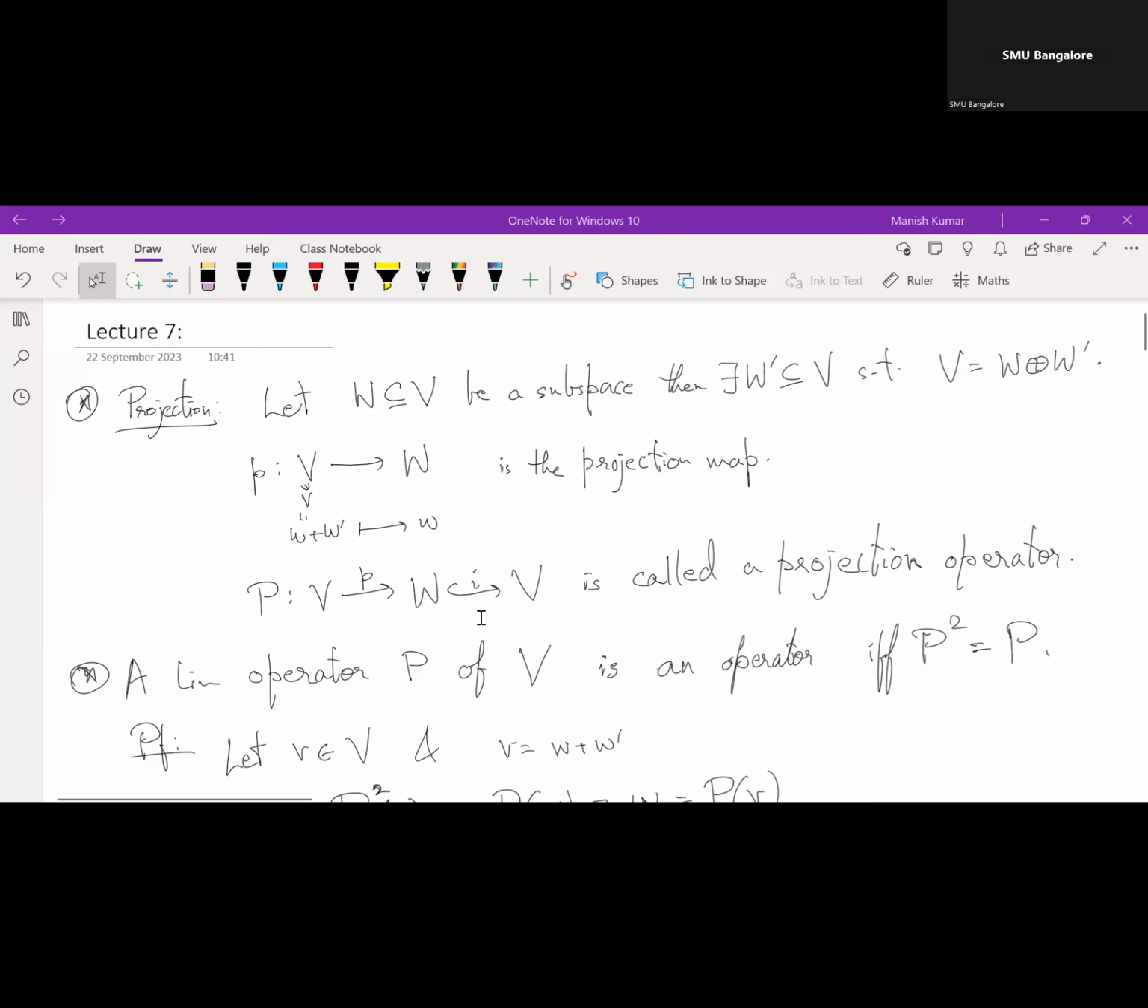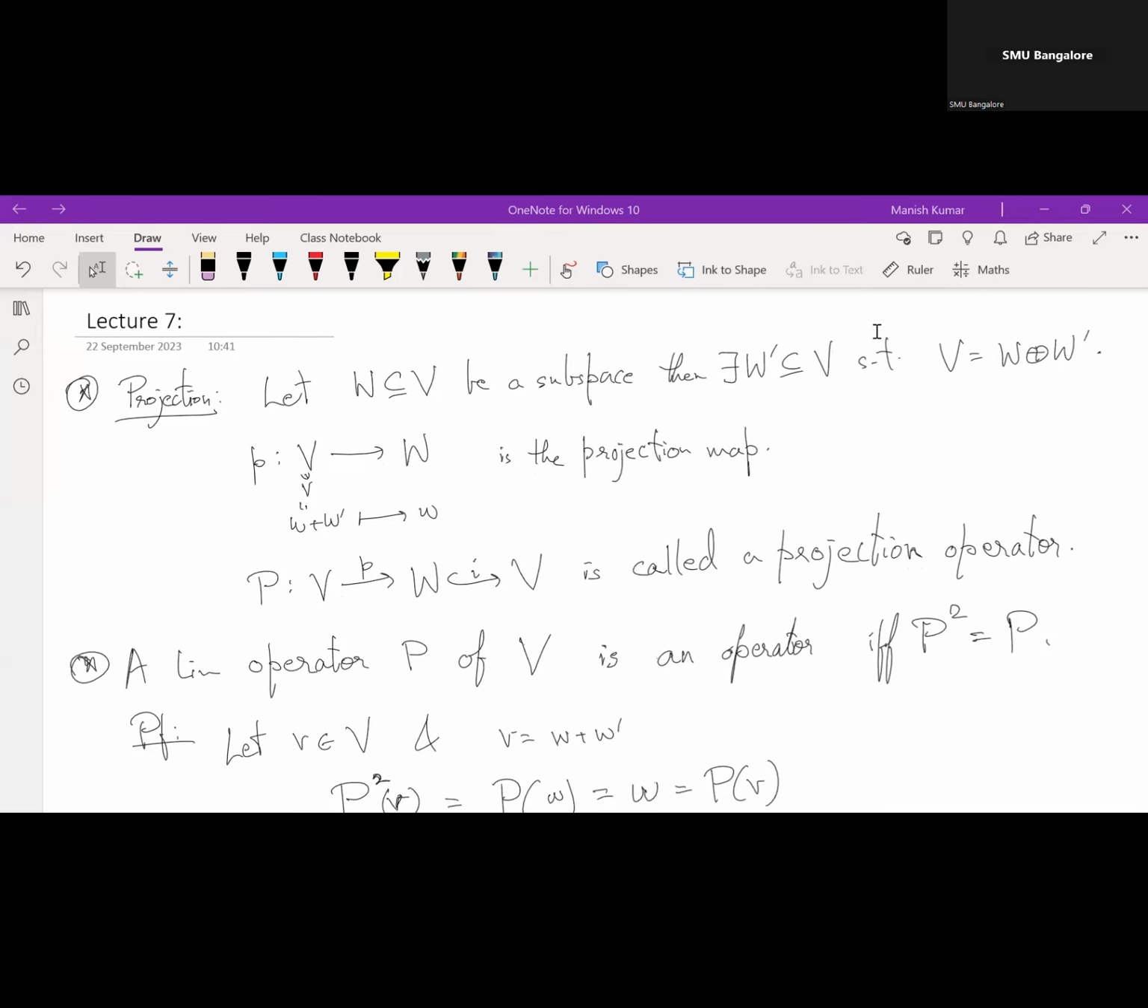So we already saw what a projection map, or projection operator endomorphism, is. Let me just recall. Say you are given a subspace W of a vector space V. Then you can find a complementary vector space W prime, such that W plus W prime is the whole of V and W intersection W prime is 0. In other words, V is the internal direct sum of W and W prime.